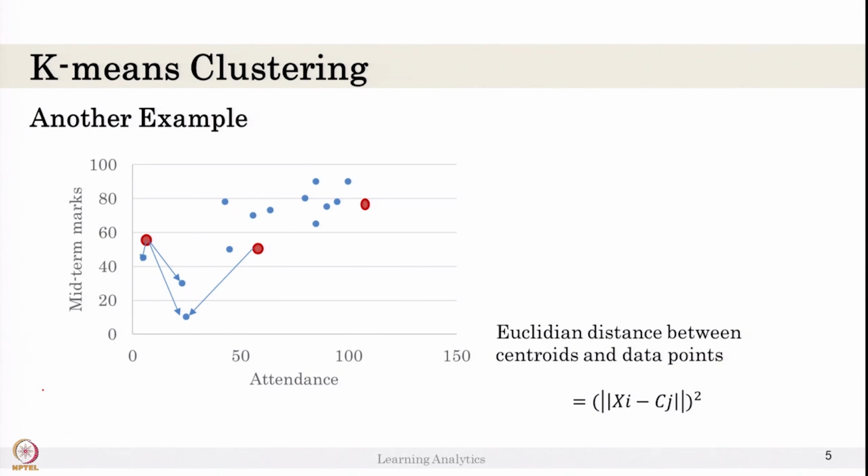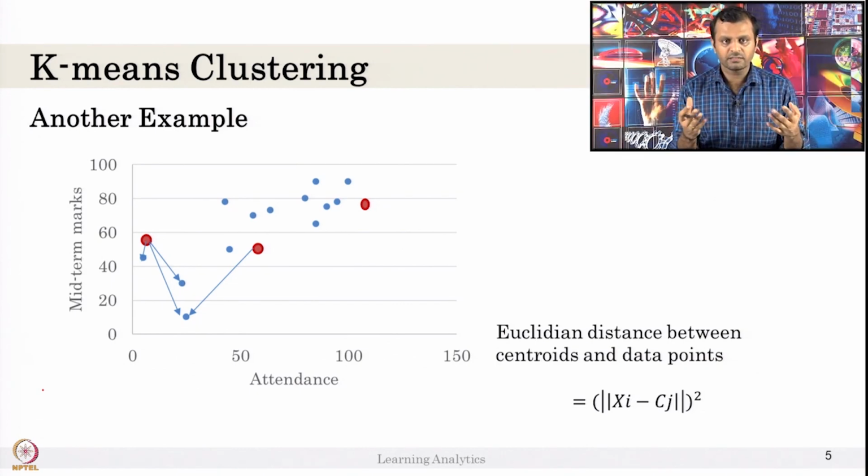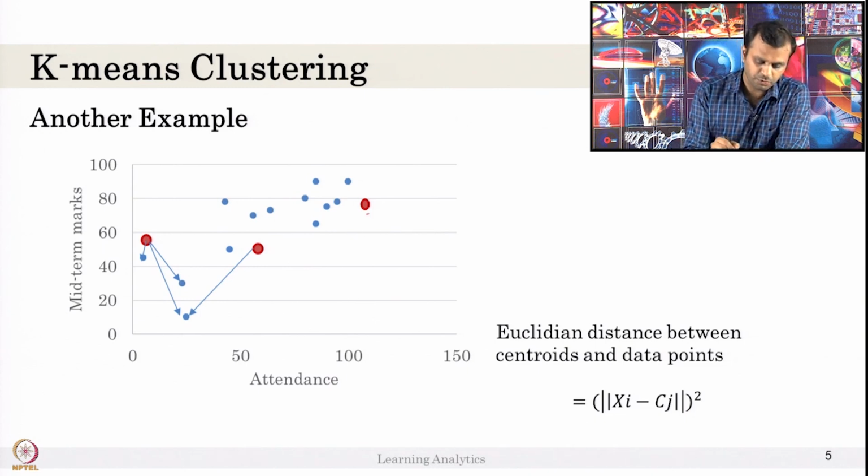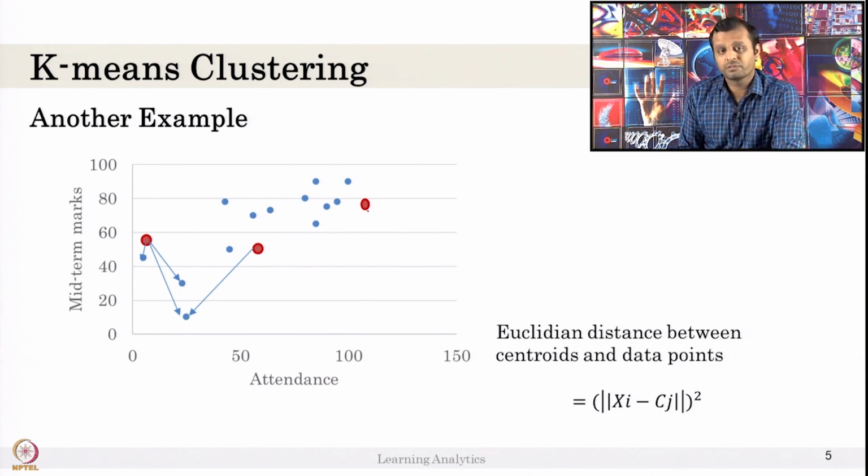I randomly selected 3 points. I said 3 is my number of clusters, so I wanted to create 3 clusters and randomly selected 3 cluster points: point 1, point 2, point 3. Remember that I have only 2 variables here. If I have more than 2 variables, like 3, 4, 5, you can't plot them and see how many clusters to come up with. So, let us consider the example of 2 variables in this plot and see how this clustering works.